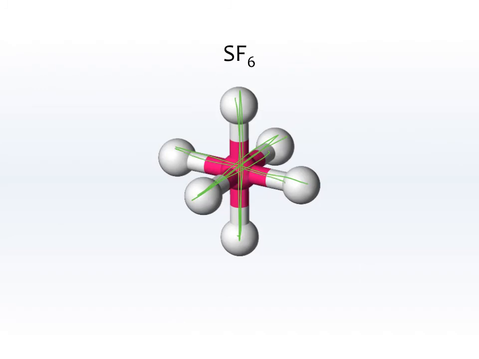Notice that this can be rotated at any angle. It will look exactly the same no matter what angle it is. And so the angle between any two atoms is 90 degrees, no matter which two atoms you pick. All of the angles around the entire molecule are 90 degrees.